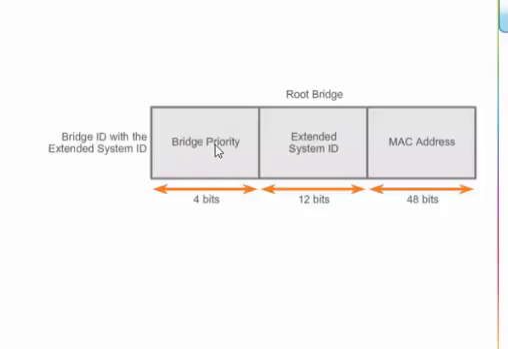The bridge priority ranges from 0 to 61,440, and it is incremented from 0 by 4096, such as 0, 4096, 8192, and so on. A bridge priority of 0 takes precedence over all other bridge priorities.